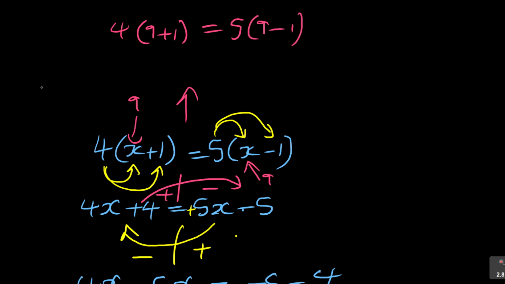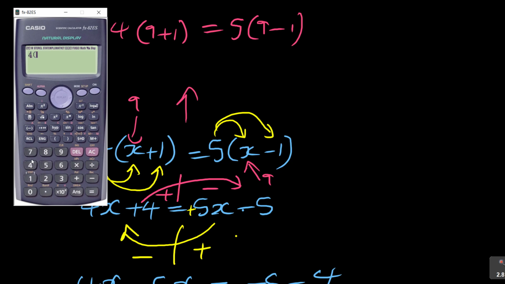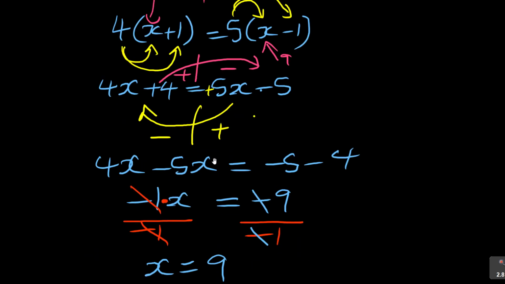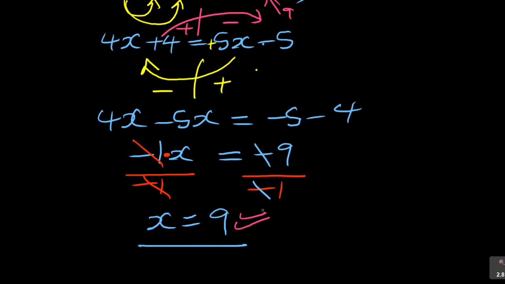We use a calculator now to say 4 times (9 plus 1). It will give us the answer, 40. And then 5 times (9 minus 1) is what? 40, see? So you've got 40 is equal to 40, meaning the left hand side is equal to the right hand side. It means my answer for x is equal to 9, I can say with confidence, yes, I'm correct. Do you see how you go about it?